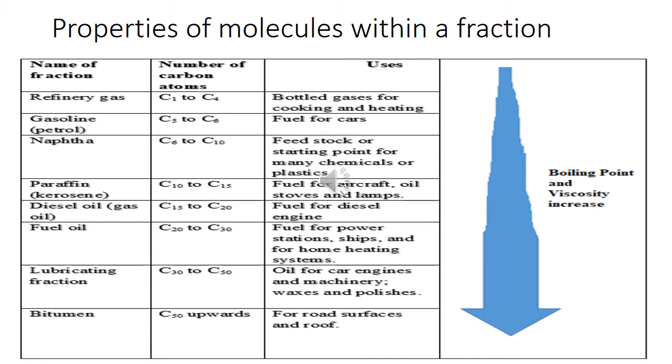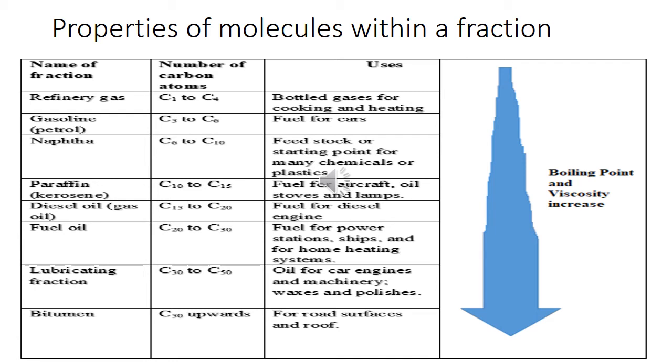And the second is the gasoline, that is petroleum or petrol, and the number of carbon atoms is from C5 to C6. It is used as fuel for cars. And the third one is the naphtha, C6 to C10. It is not directly useful, but it is used as a starting point for many chemicals or for making plastics by cracking.